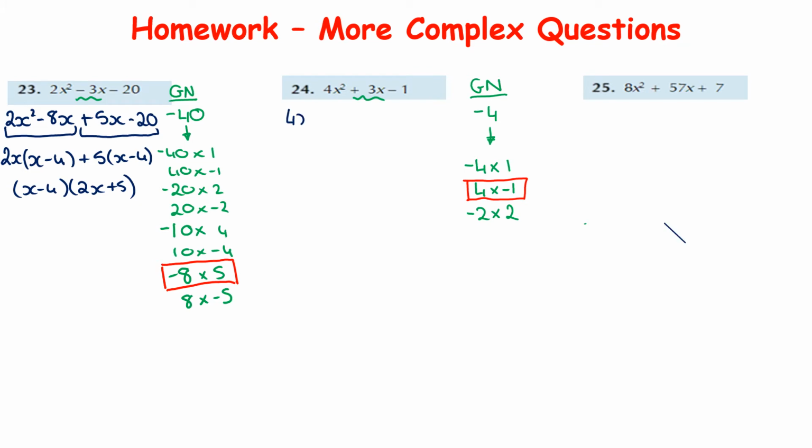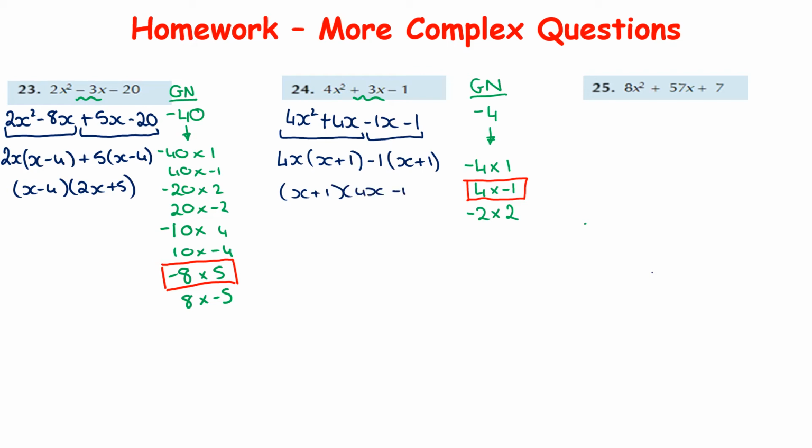So we get 4x squared plus 4x minus 1x minus 1. Double check those middle two terms. They are good. 4x minus 1x is 3x. And then we have 4x is common, x plus 1. Minus 1 is common, x plus 1. X plus 1, that bracket is the same, times 4x minus 1. And again, if your answers are the opposite way around, absolutely perfect.